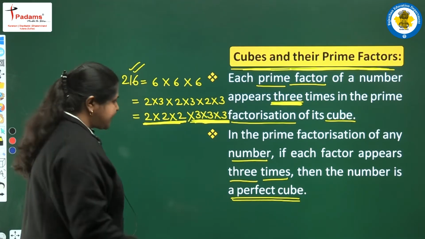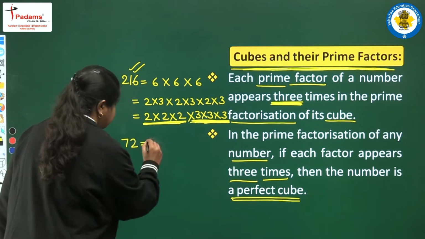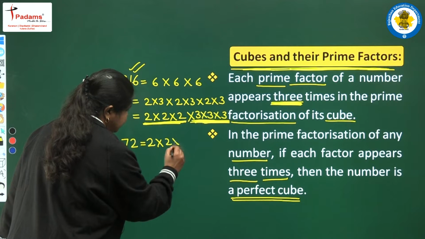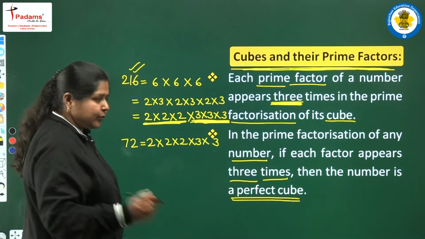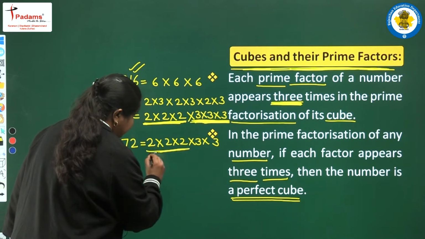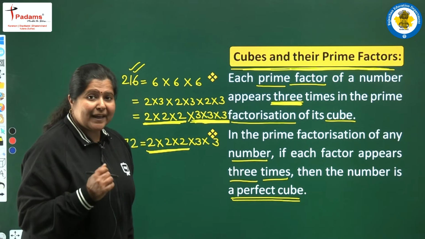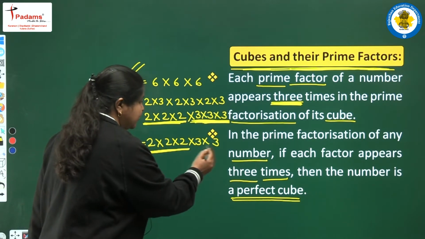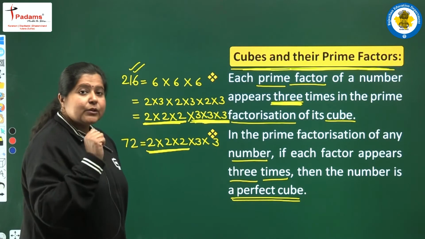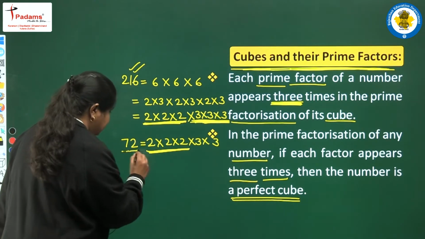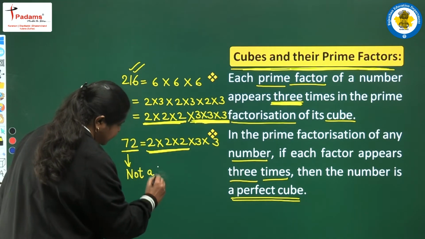Got it? Let us take one number, 72. If we write its prime factors, you will get it equal to 2 into 2 into 2 and then 3 into 3. Now have a look. This 2 we are getting in a group of 3, but is this 3 also in a group of 3? Not at all. Here you will see only 2 times 3 is there. The third 3 is missing. So this is not a perfect cube number.